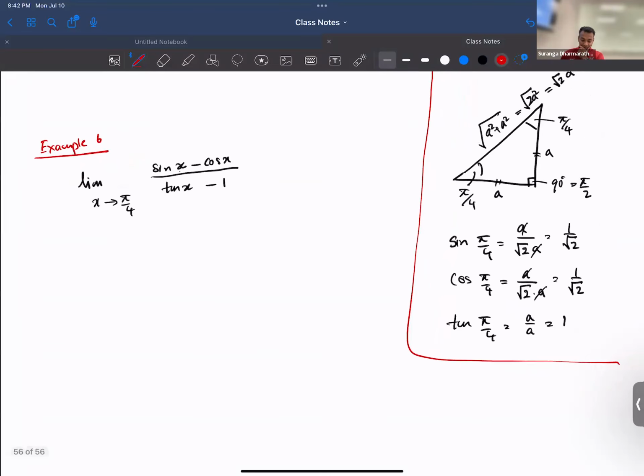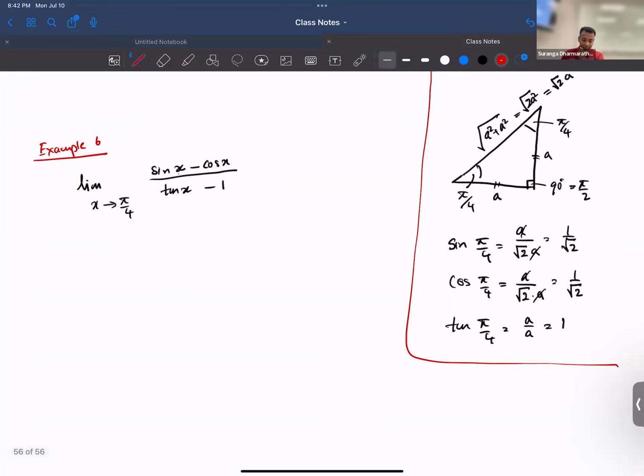Okay. So let's go back to this problem. Now we figured that it is an indeterminate case, so I need to algebraically solve this. Okay, simplify this. So I'm going to do it. Limit x goes to pi over 4 of sine of x minus cosine of x divided by sine of x divided by cosine of x minus 1.